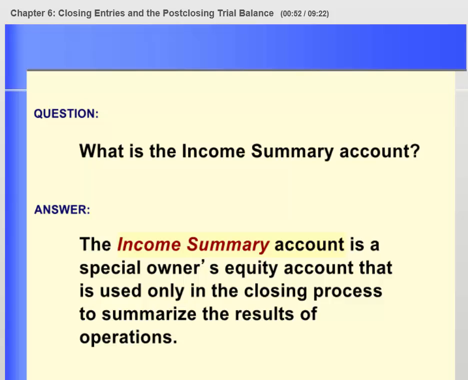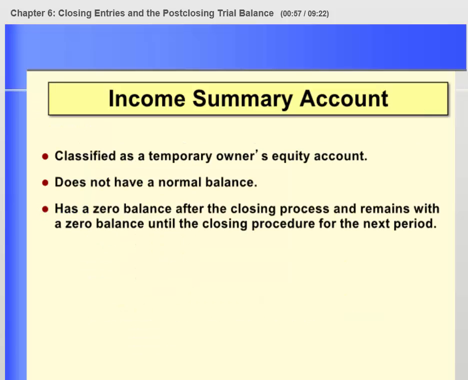The income summary account is only used during the closing process. The income summary account is classified as a temporary owner's equity account, which will have a zero balance at the end of the accounting period.